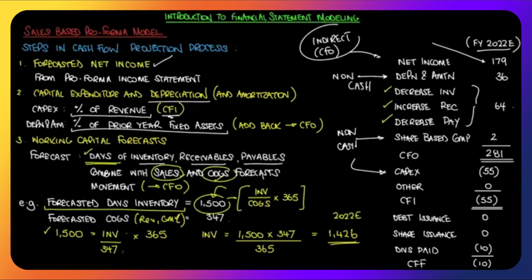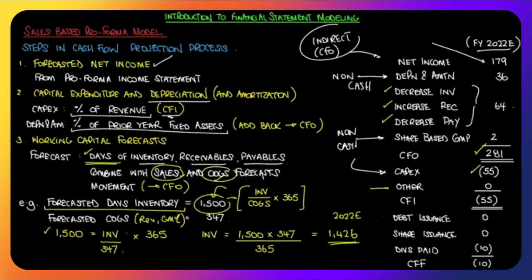Add that together with your non-cash adjustments, and they came up with a CFO figure of 281. CFI, well, we had CapEx, the 55, which we predicted as a percentage of revenue. Other, kept it simple, said, we don't know anything else about any other, so we'll assume it's zero. We've got CFI. And CFF, simple again.